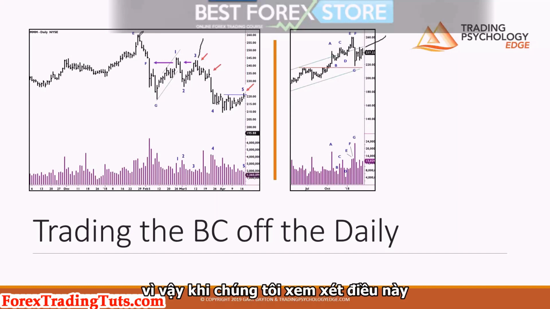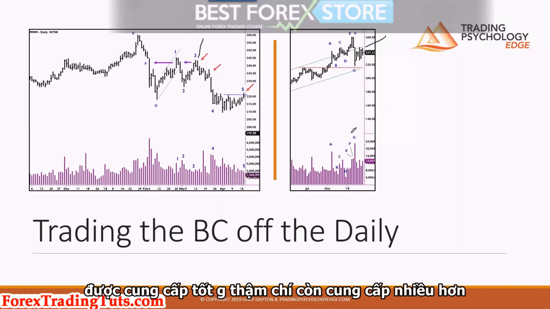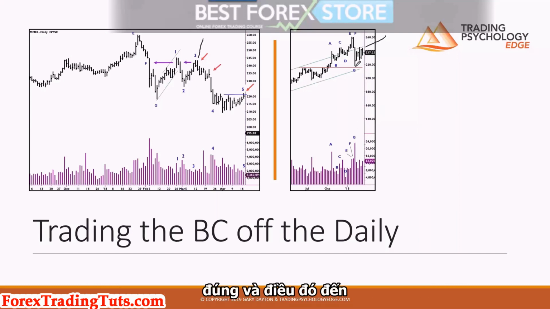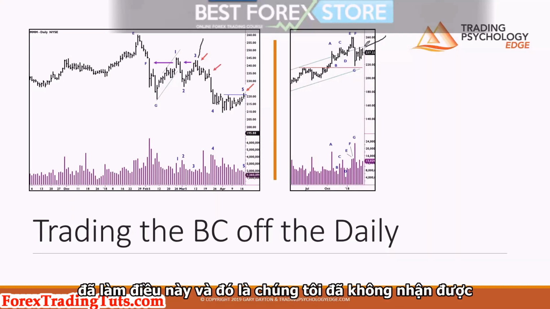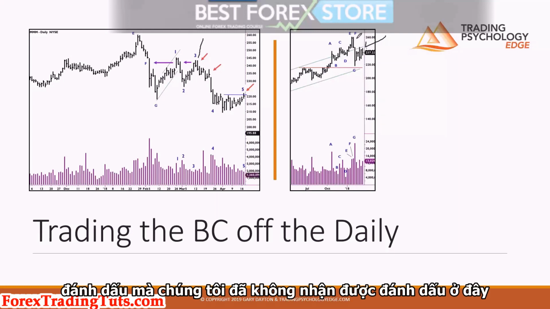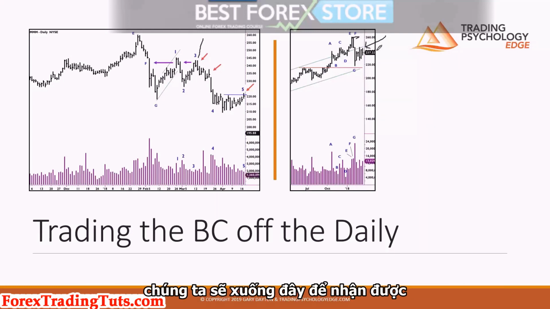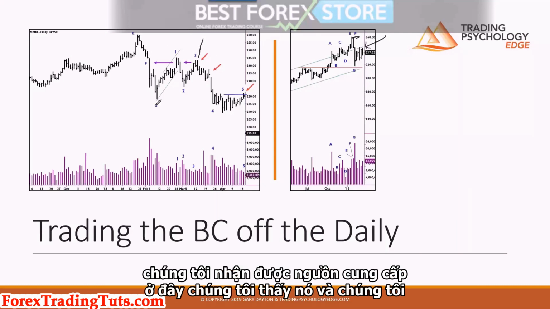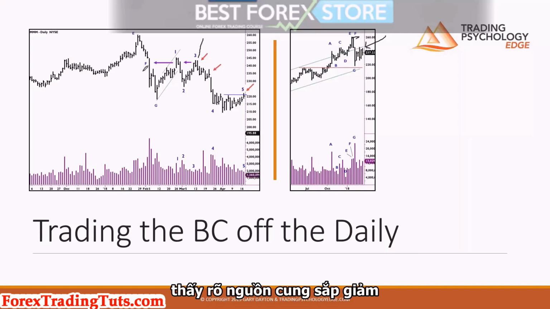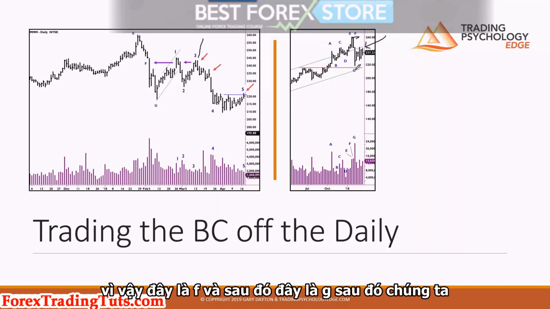So as we look at this, we already know about F being supply. Well, G is even more supply, right? And that's come in. And again, Tom, this one's for you. I kind of thought this one up as I was doing this, and we didn't get the tick up here. We're going to be down in here getting this trade. But let's see what happens. So we get the supply here. We see clearly supply coming down at F. This is F, and then this is G.